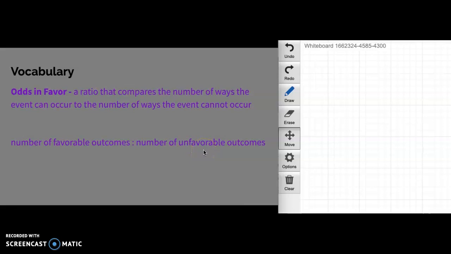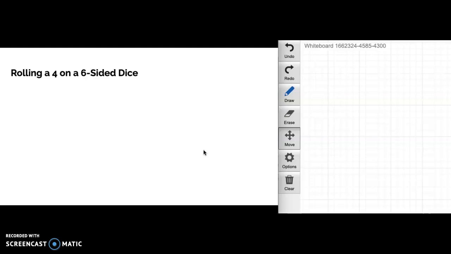Odds are different than probability, because probability is the number of ways it can occur to the total. Odds, especially odds in favor, are the number of favorable outcomes to the number of unfavorable outcomes, so slightly different.